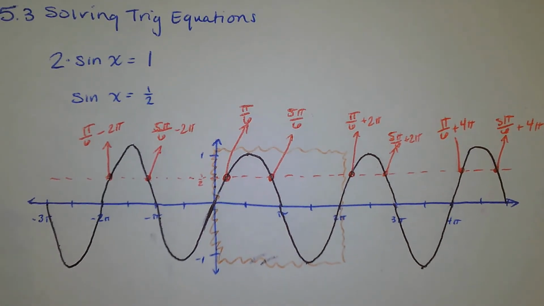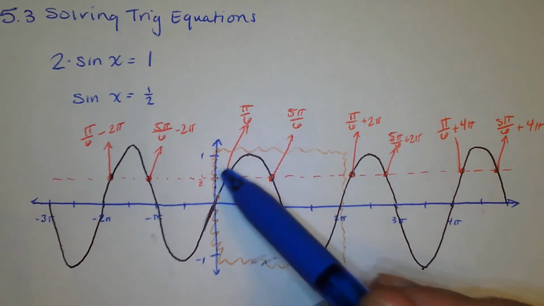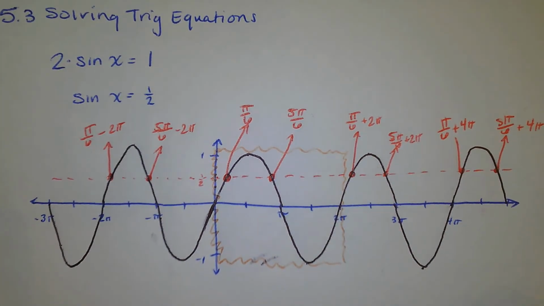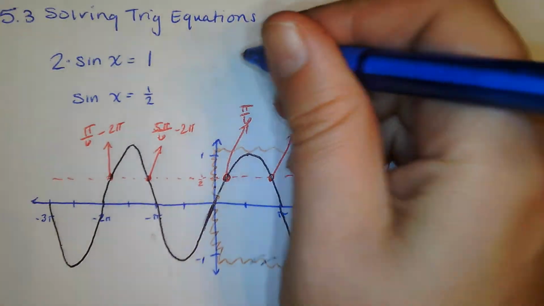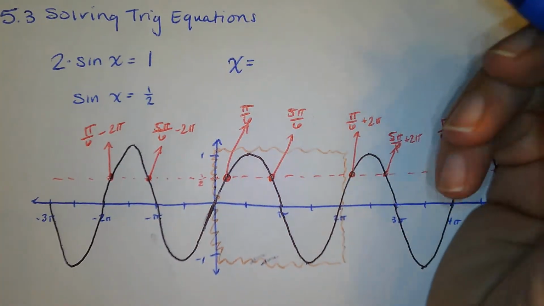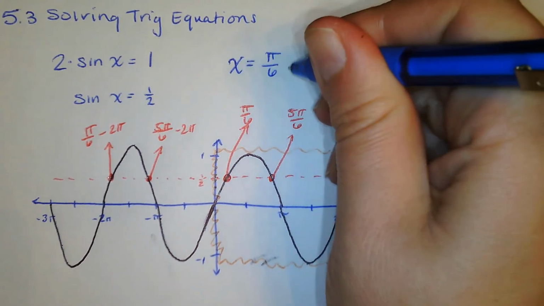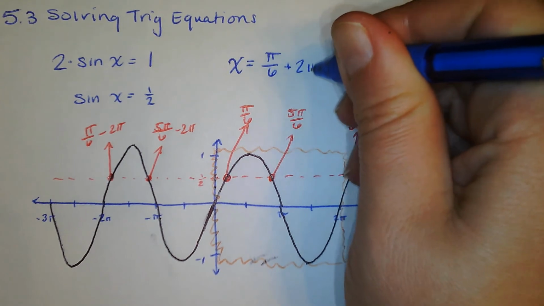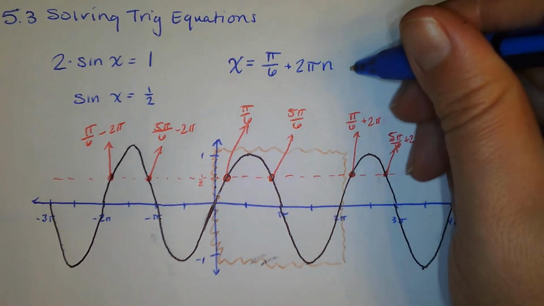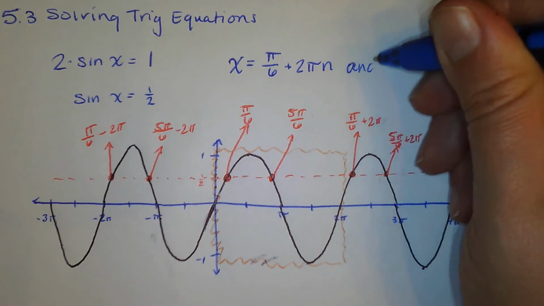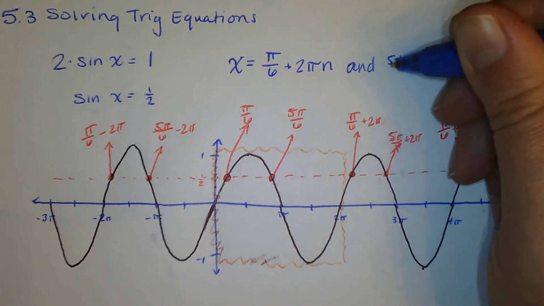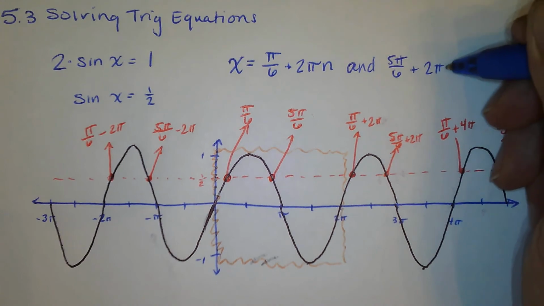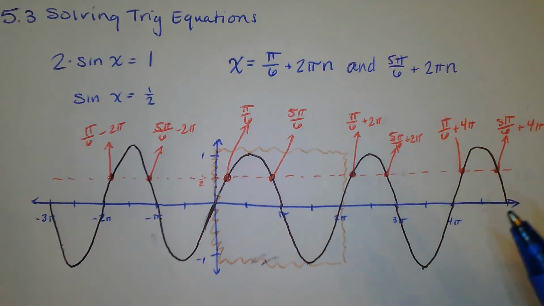All right. So anyhow, the way that we can write those solutions in a little bit of a neater way is by using these ones, and we're going to add and subtract 2 pi. So we would say x is equal to pi over 6 plus 2 pi n, and 5 pi over 6 plus 2 pi n. Now in this case, n is an integer.